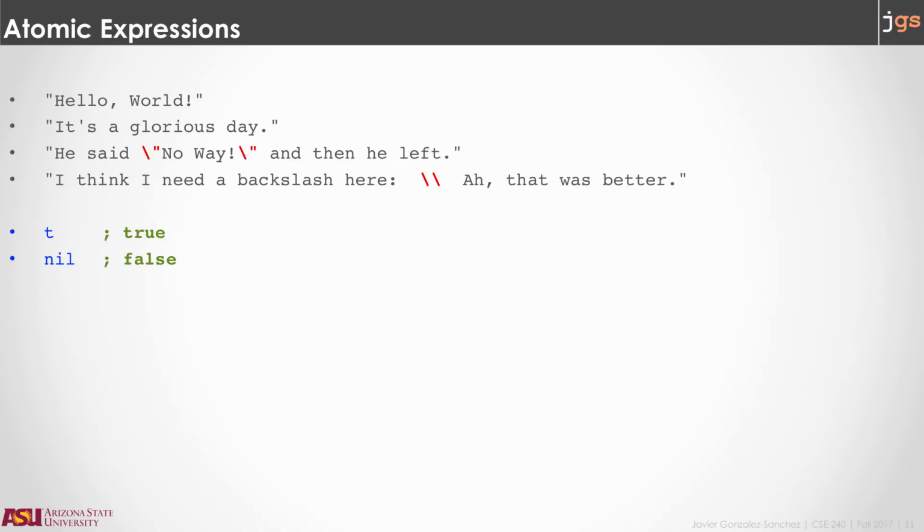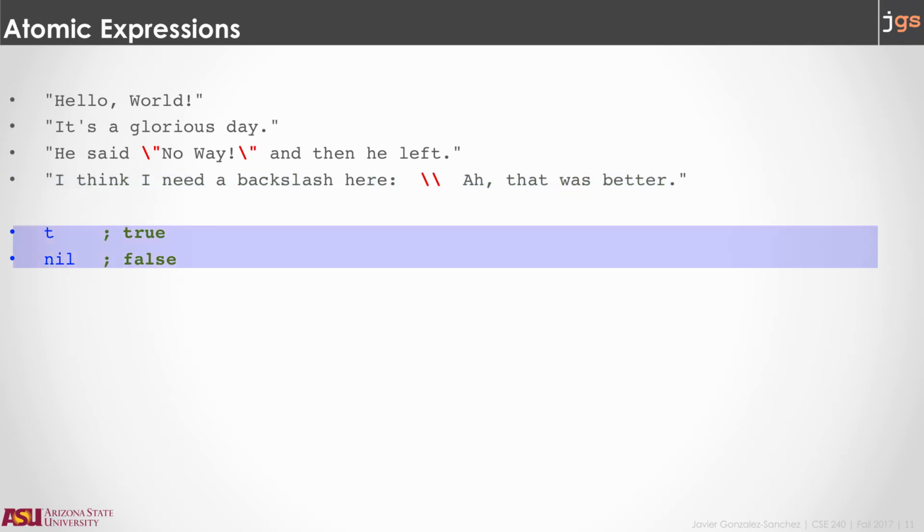We have strings as usual inside of double quotation marks. Also, as usual, if we want to use the character double quotation mark inside of a string, we use the backslash double quotation mark, like in this line. Or if we want to use the backslash inside of a string, we put double backslash, like here. Finally, we have true and false. True is just the letter T, and false will be represented by the constant nil.